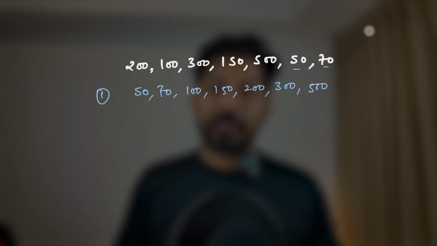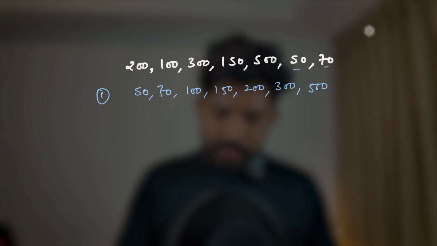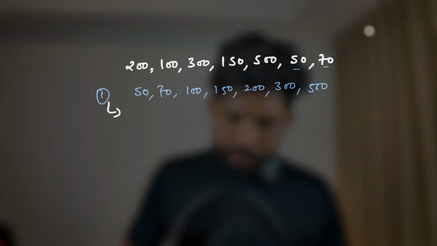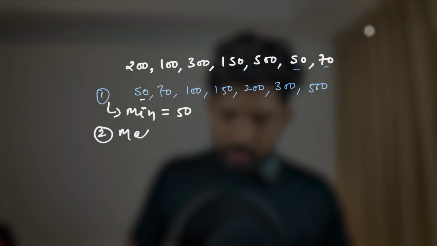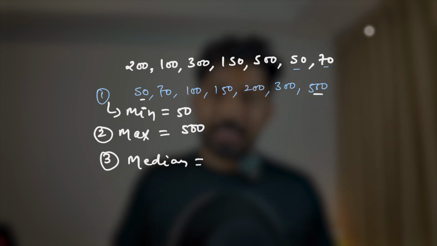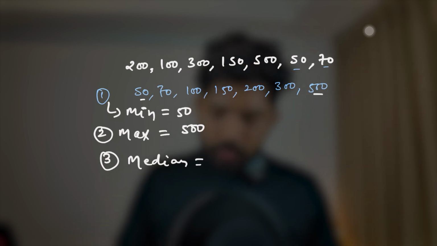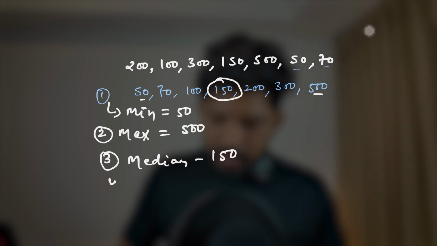Now the 5-number summary has 5 values. The first is the minimum, which is equal to 50. The second is the maximum, which is 500. Then you can find the third number, which is the median. And we know that the median is the middle value. We have 1, 2, 3, 4, 5, 6, 7 values, which means this will be the median. So it is 150.